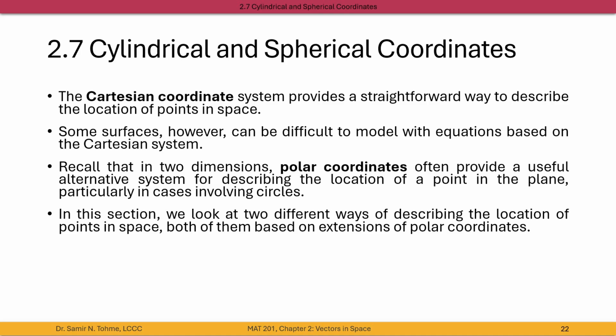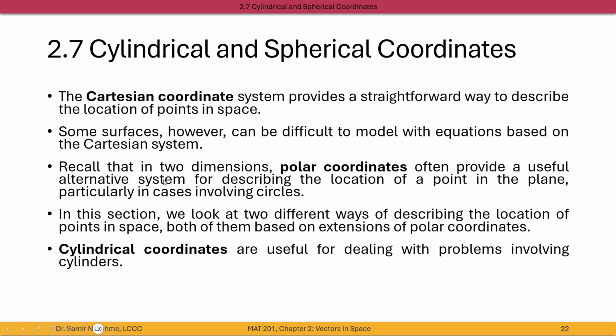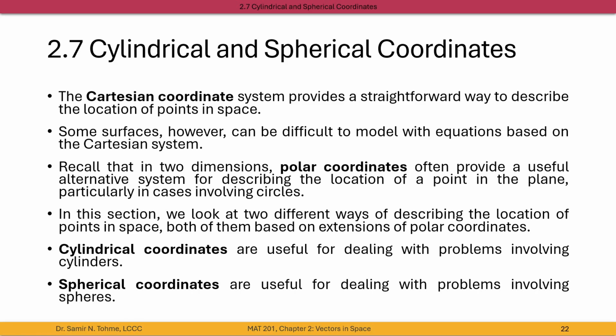In this section, we will look at different ways to describe the location of points in space based on the extension of polar coordinates. Polar coordinates are used in 2 dimensions. We will extend this idea to 3 dimensions. So in this case, we're talking about cylindrical coordinates, which are useful for dealing with problems involving cylinders. Spherical coordinates are useful for dealing with problems involving spheres.